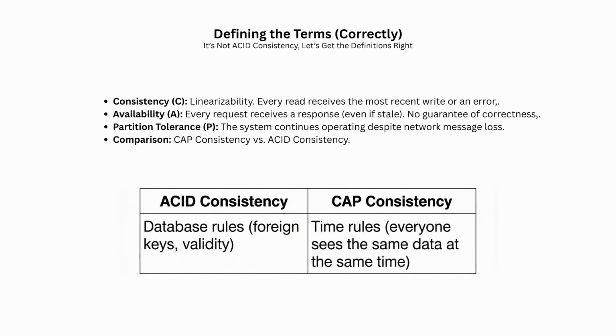We need to be precise here. When we talk about consistency in CAP, we aren't talking about the C in ACID transactions. ACID consistency is about integrity constraints, like ensuring you can't transfer money you don't have. CAP consistency is stricter. It's essentially atomic consistency, or linearizability. It means that if I write data to node A and you immediately read from node B, you must see my write. All nodes must see the same data at the same time. Availability is also tricky. It doesn't mean the correct data is available. It means a response is available. If a server is up, it must answer you, even if it hands you data that is 5 seconds old.